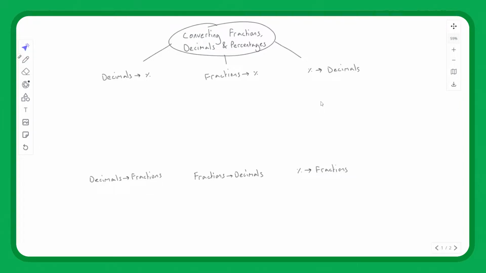Okay, we're looking at converting between fractions, decimals, and percentages. So we're going to start off with the nicest of the six combinations. That's going to be decimals to percentages.